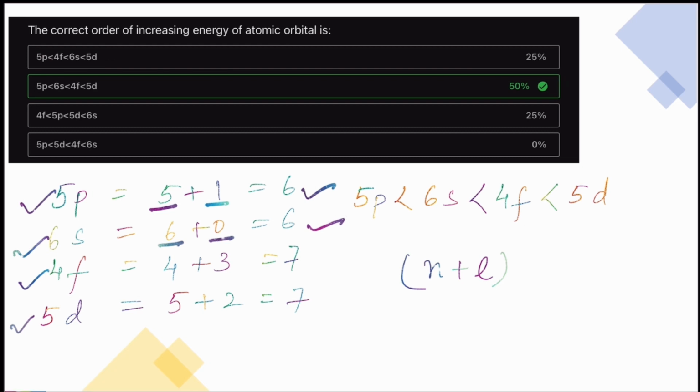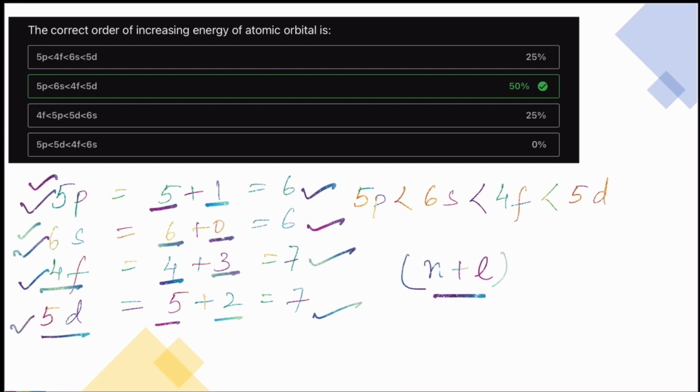Value of n for 4f is 4 and value of l is 3. तो n plus l की वैल्यू हो गई 7. And for 5d, the value of n is 5 and value of l is 2. So value of n plus l is 5 plus 2, which is 7. Now जिन ऑर्बिटल्स की n plus l वैल्यू कम है उनकी एनर्जी भी कम है. So orbitals 5p and 6s will have lesser energy than 4f and 5d. But 5p and 6s both have same n plus l value, that is 6.